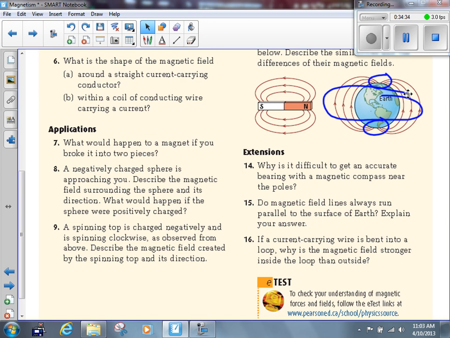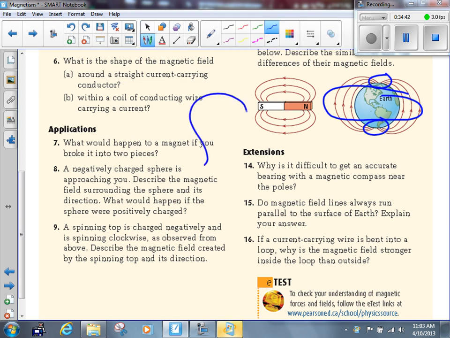That's a great question right there. That's probably the best question on the page. Why is the magnetic field strength stronger in a loop of wire right here than outside the loop of wire right there? Go ahead.